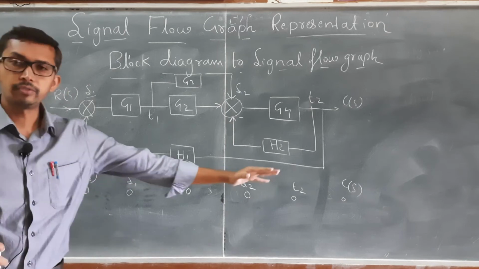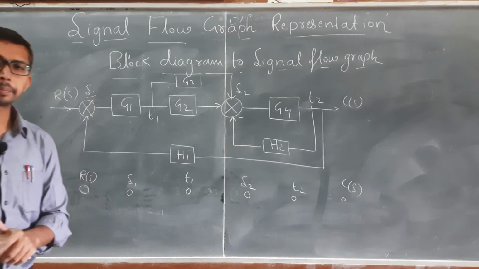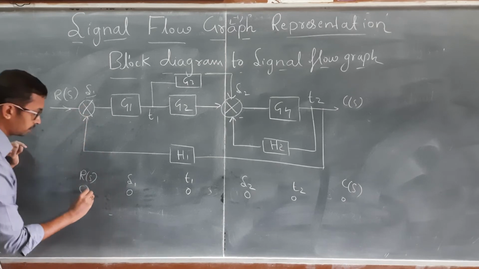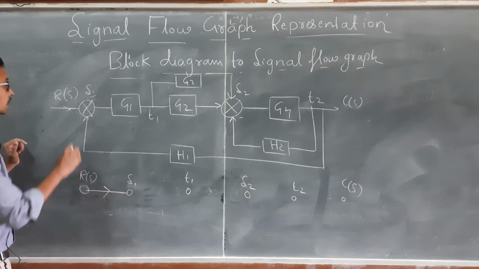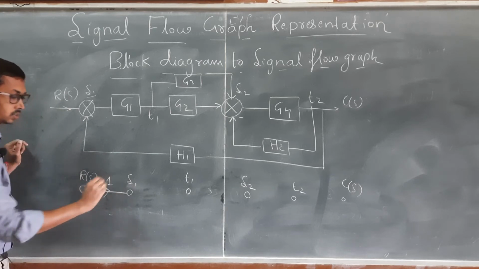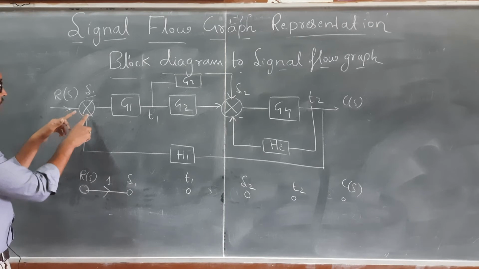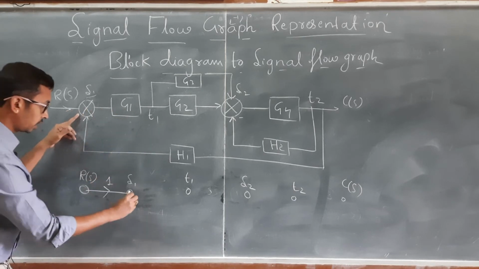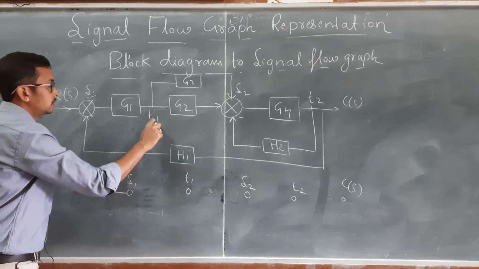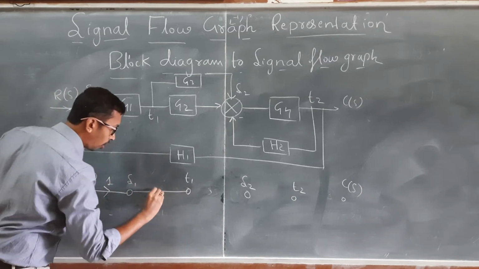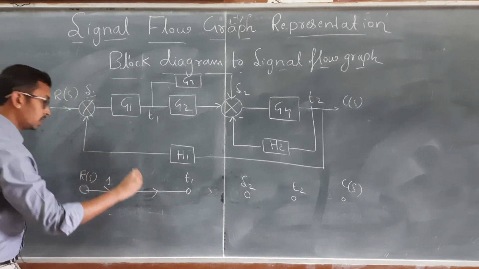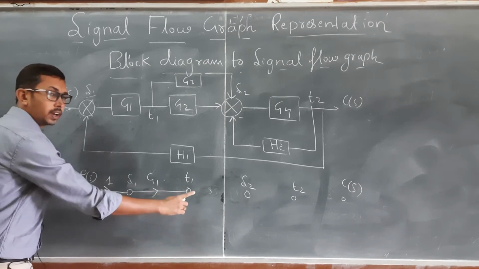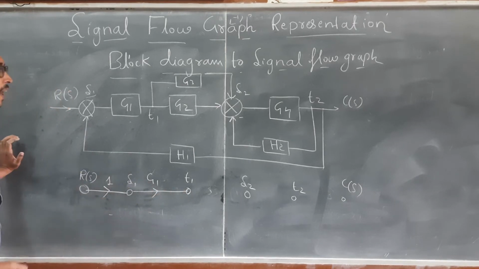So these are the different variables that we have. Now how to represent this? From the input to summing point 1 there is a signal coming. Nothing is given, so I am going to consider this as 1. Next, between S1 and takeoff point 1, we have a block, G1. This is called the branch gain between S1 and T1. So G1 represents the branch gain.